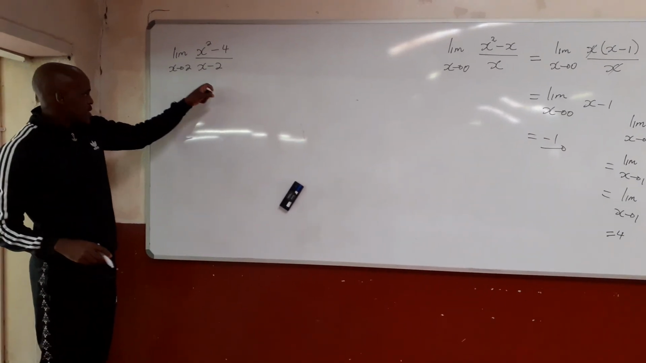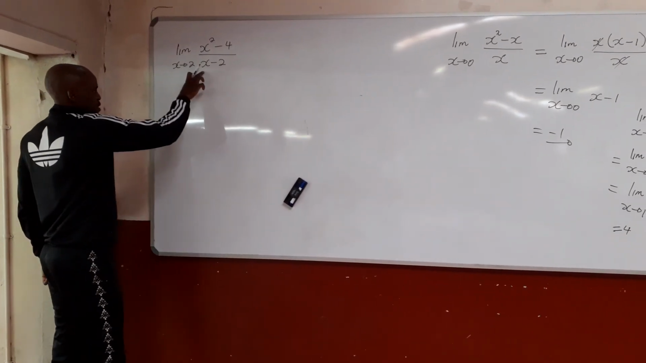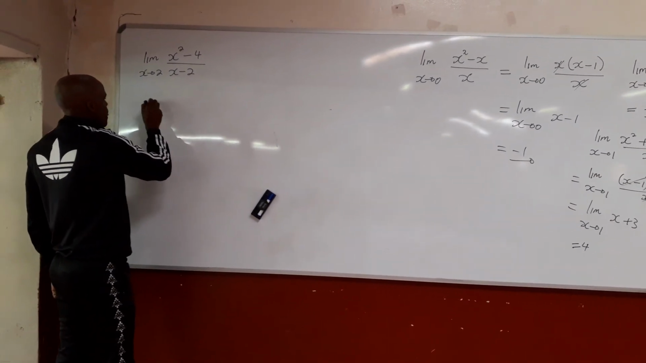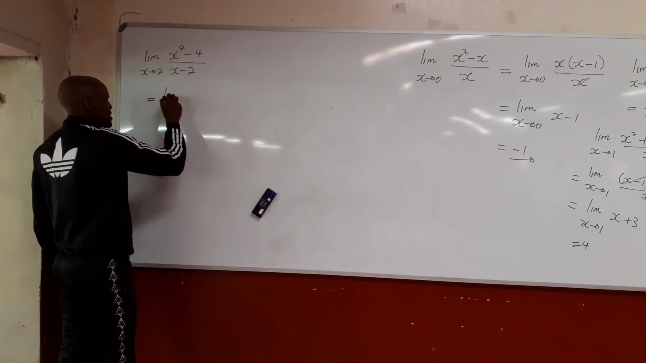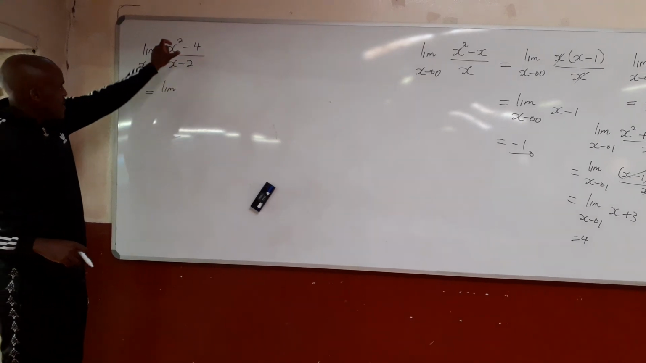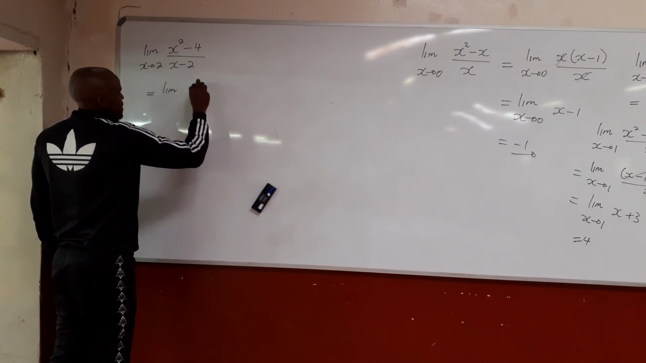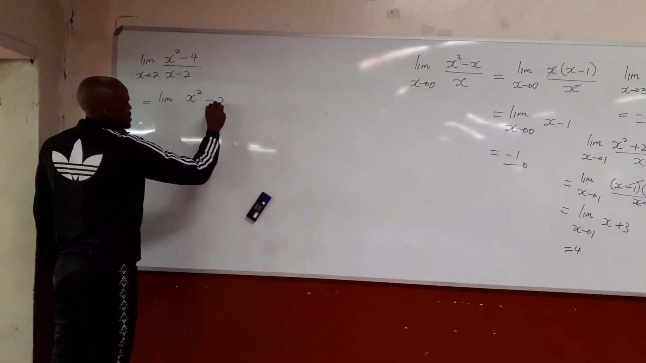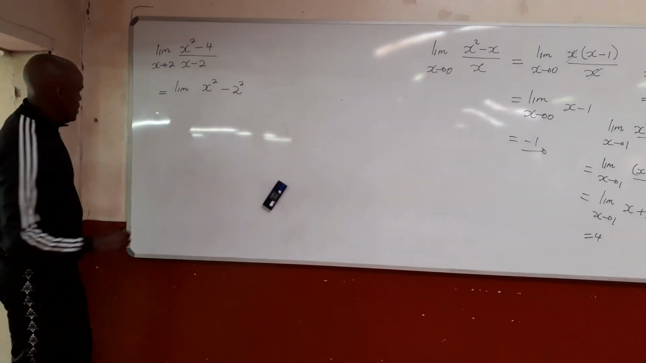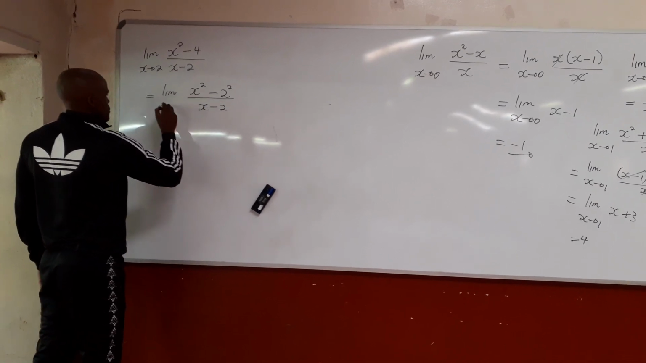Again, same thing. X can't approach 2 since we've got that denominator there. X must not be equal to 2. That's your domain. Therefore, you put the equal sign like that, and then you factorize the numerator. This is your first factor. When you look there, we've got the difference of 2 squares. We've got x squared minus 2 squared. That's the difference of 2 squares, all over x minus 2.